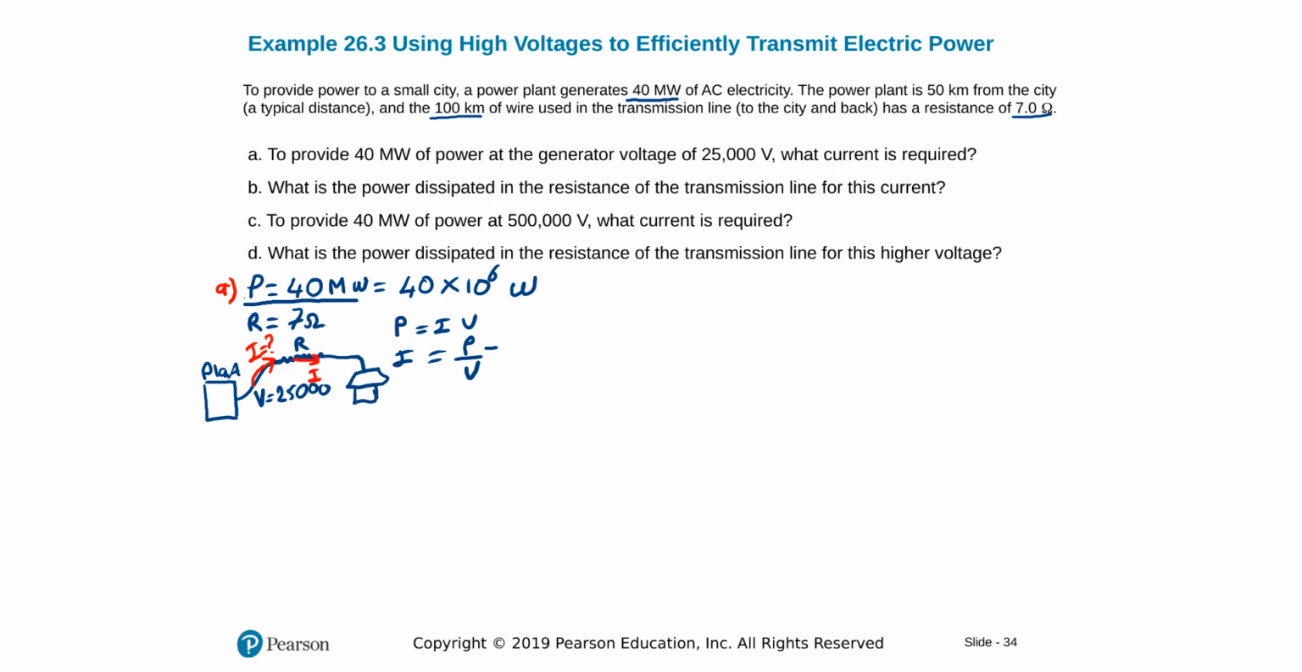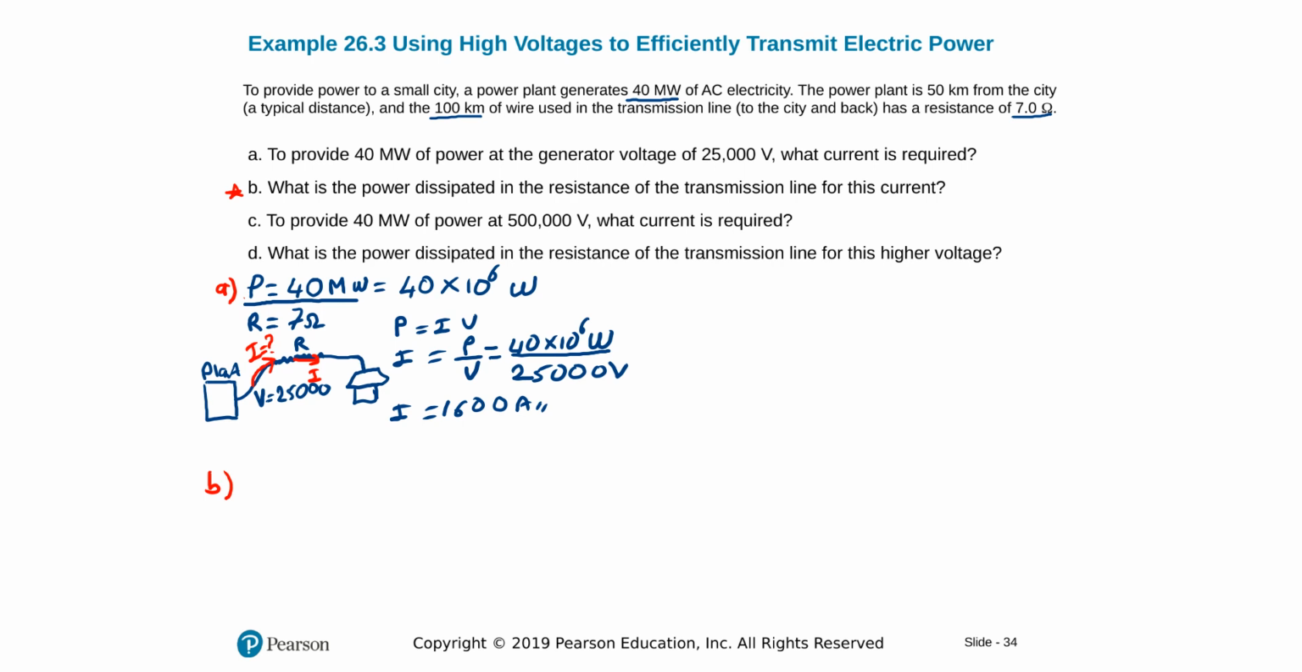Alright, so power is 40 times 10 to the 6 watts. That's the SI unit for power, and that's divided by 25,000 volt, and that should give me a current in ampere, and that current would be 1600 ampere. That's quite a bit of current, and that's part A. Part B is asking us what is the power dissipated in the resistance of the transmission line for this current. So that would be the power we lose, the energy we lose throughout the transmission lines.